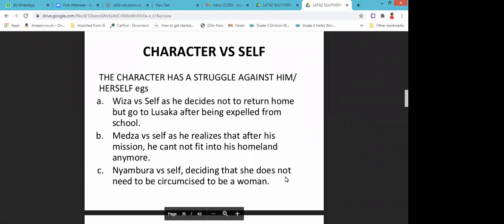So these are the conflicts that characters go through, but you may find through different literatures, they break them down even further to specify what type of characters, or if it's decision making, what types of decisions that characters go through.